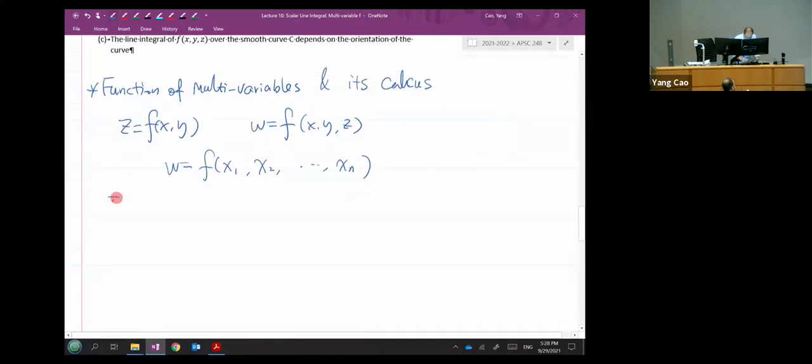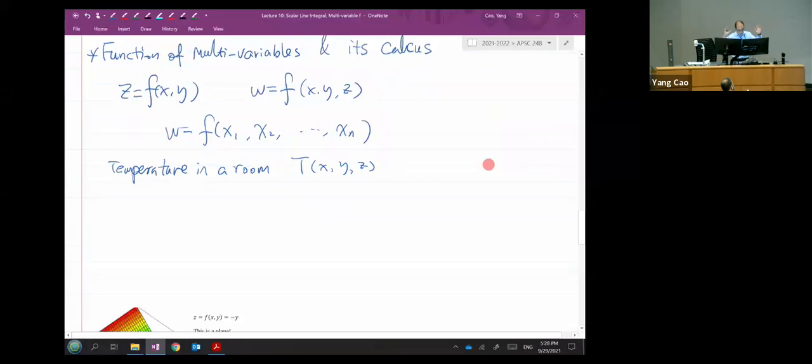So where do you see a multivariable function? Very, very common. Let's say, for example, you're talking about the temperature inside this room. You pick a point inside the room, which you represent using the coordinates x, y, z, and you plug it into this function, then you get a temperature at that point. And when you climb a mountain, you plug in x, y, and you get the altitude of the mountain. But that's going to be a function of two variables, right?